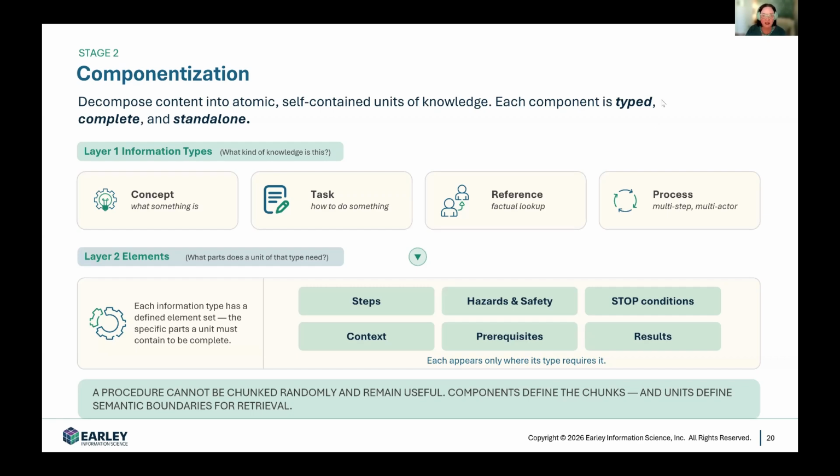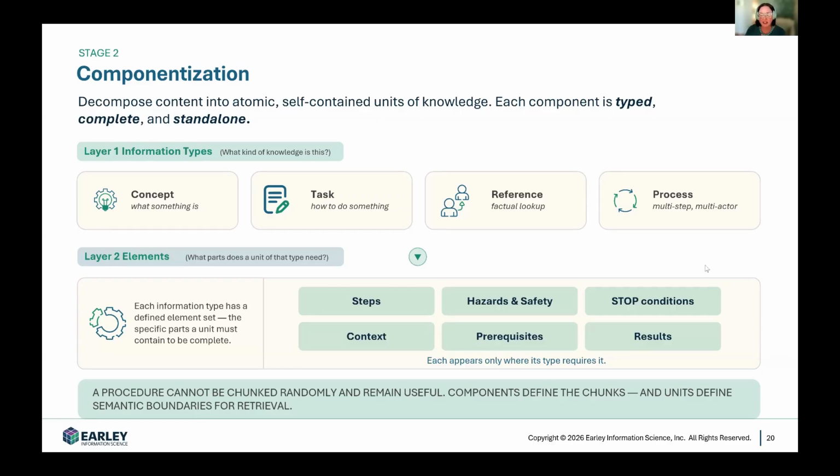So there are 2 questions you ask about every piece of content. 1, what type of knowledge is this? There are 3 to 5-ish foundational types, depending on which philosophy you follow. So in this example, we have concept, task, reference, and processes. And each of those comes with a set of elements that defines it as complete. So it's not something that you have to try and figure out, is it complete? If all of the elements are there, it's complete.